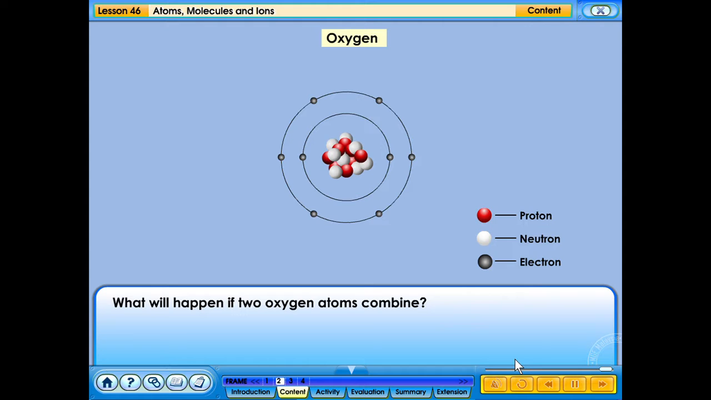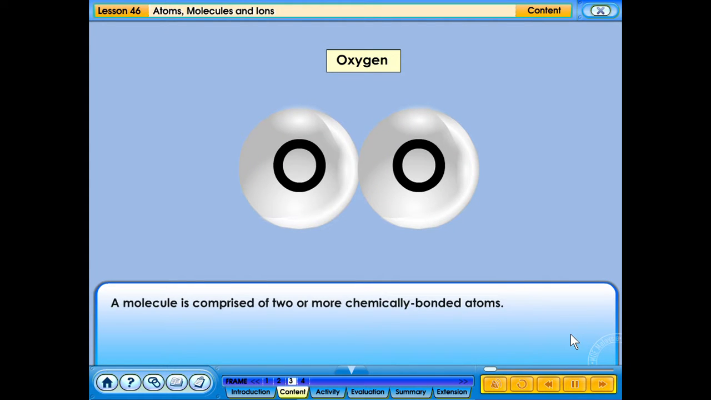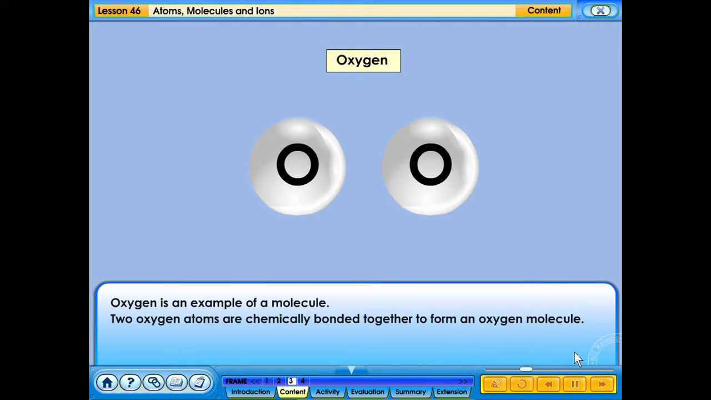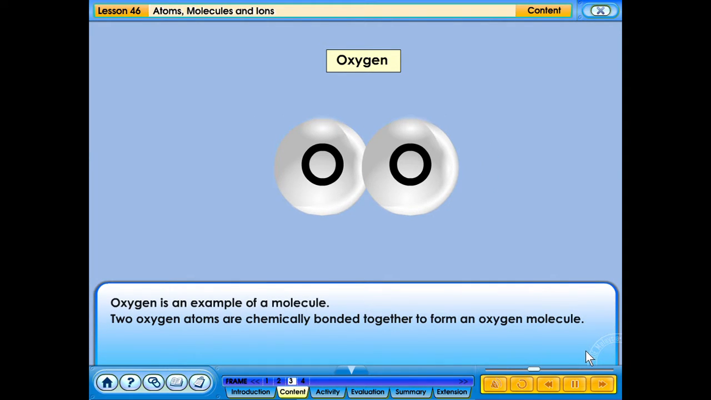What will happen if two oxygen atoms combine? A molecule is comprised of two or more chemically bonded atoms. The atoms may be of the same type of element or they may be different. Oxygen is an example of a molecule. Two oxygen atoms are chemically bonded together to form an oxygen molecule.